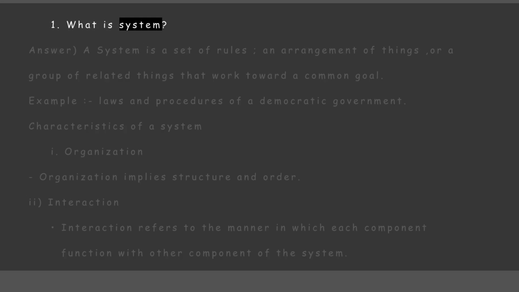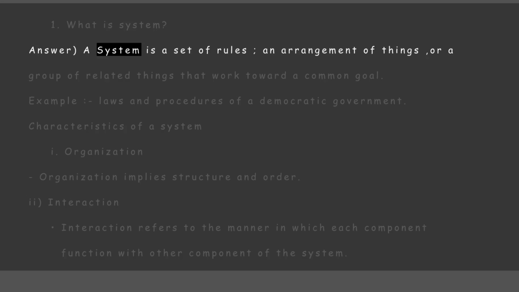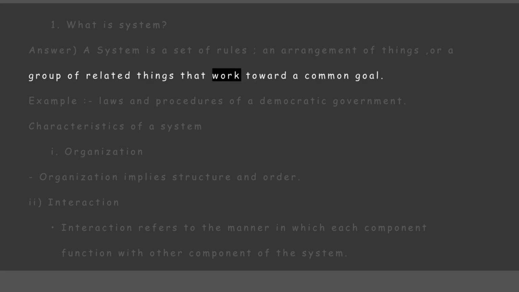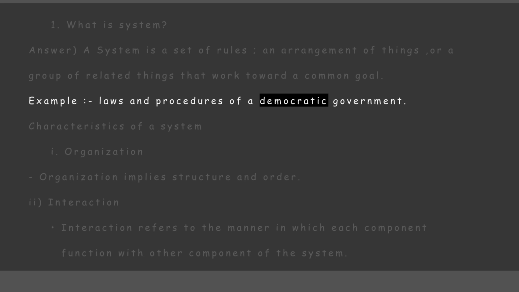1. What is a system? Answer: A system is a set of rules, an arrangement of things, or a group of related things that work toward a common goal. Example: laws and procedures of a democratic government.